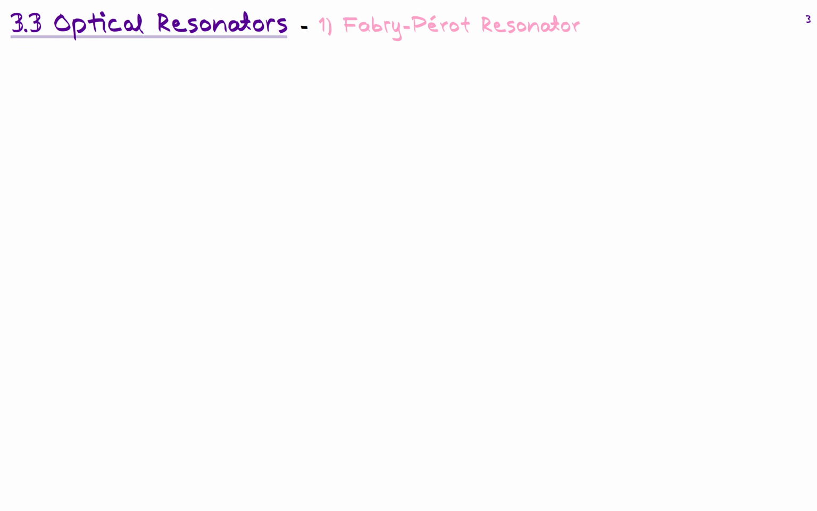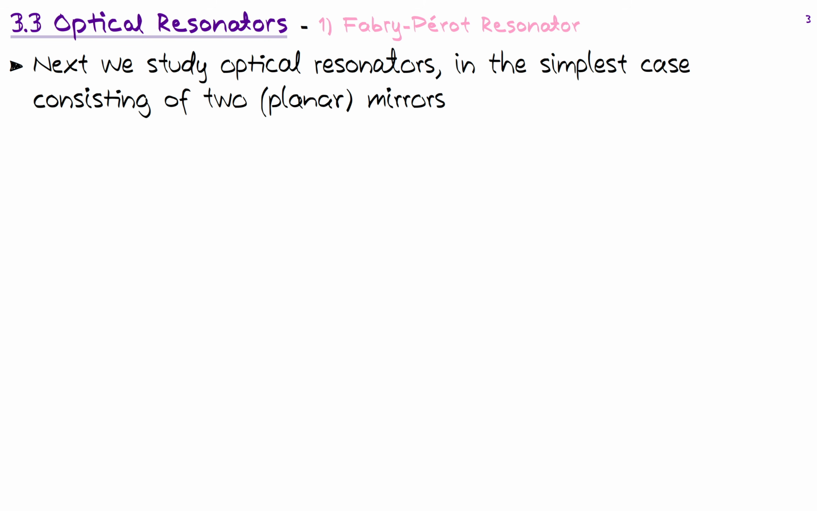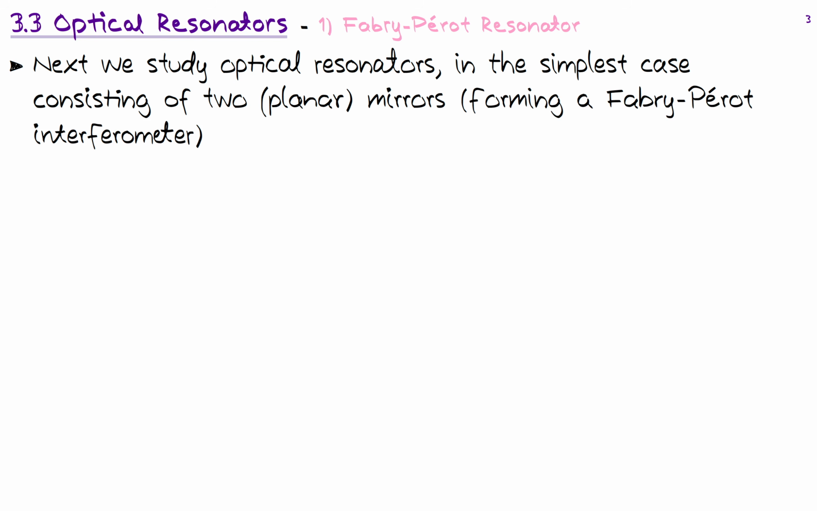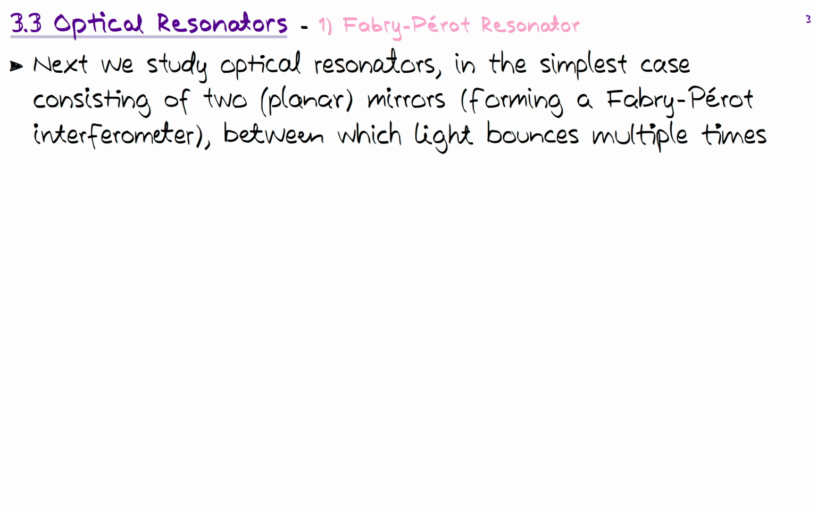I will start by outlining the basic motivation for this lecture. We want to study optical resonators next, and we want to start with the simplest possible case, following the Fabry-Perot resonator case whose mathematics we already described in the previous lecture. So we assume that we now have a cavity formed using two planar mirrors, which basically form a Fabry-Perot interferometer. In between these two mirrors, light bounces multiple times.